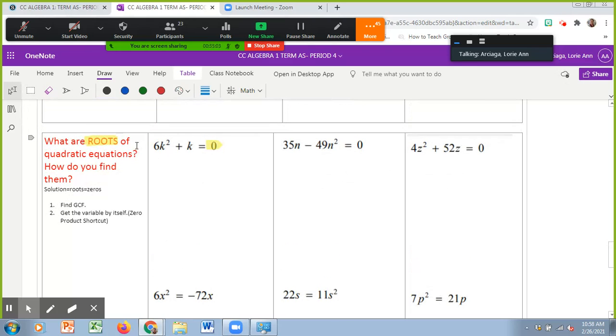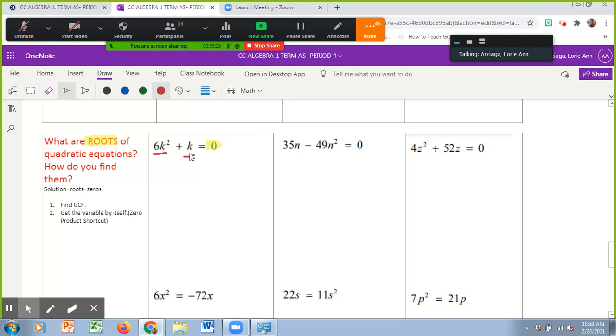So let's look at this. What do you think is the GCF of 6k and k? Let's simplify that. Just look at them. Don't think about math and tell me what letter you see in both. You don't need math to answer that. Look at 6k squared and k. What letter do you see in both?